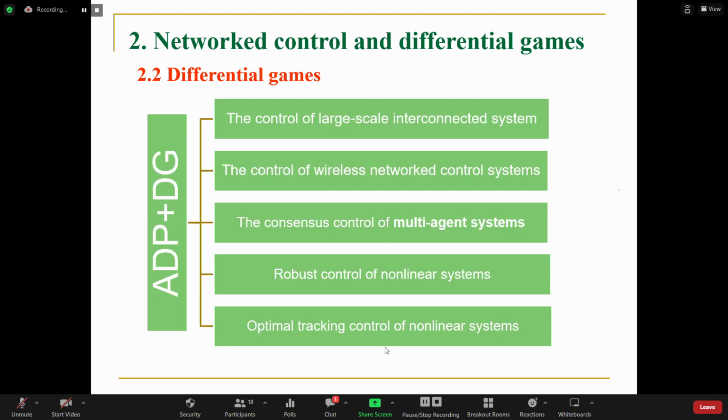Based on differential games, the ADP method can be expanded to solve control problems of the following systems. For example, the control problem of large-scale interconnected systems, the optimal control of wireless networked control systems, the consensus control of multi-agent systems, the robust control of nonlinear systems, and the optimal tracking control of nonlinear systems.